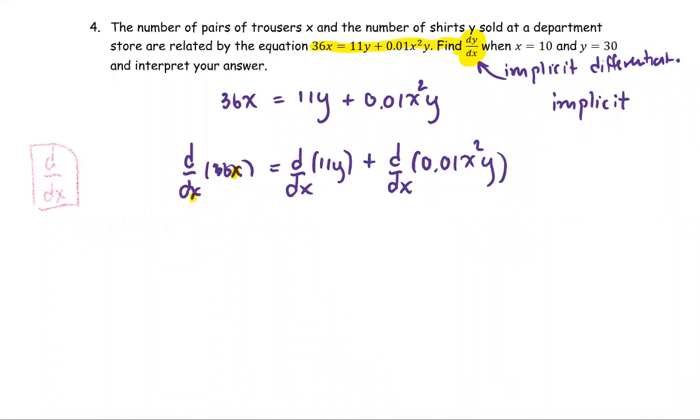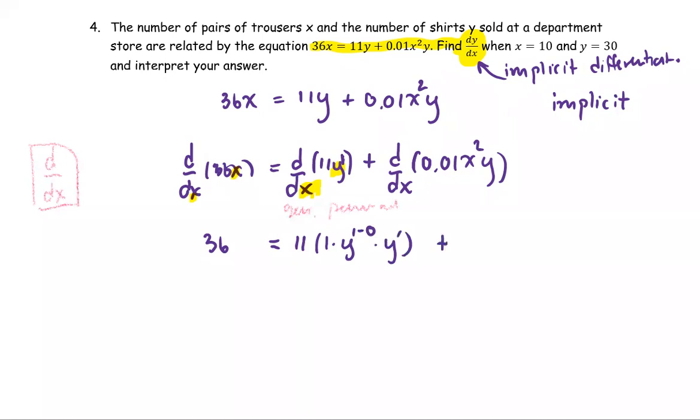The derivative of 36x with respect to x gives 36, equals the derivative of the 11y with respect to x. See, x and y are not the same, so we're going to treat this using the general power rule. We have coefficient 11, and this is y to the first, so it's going to be 1 times y to the 1 minus 0, multiplied by y prime, the general power rule.